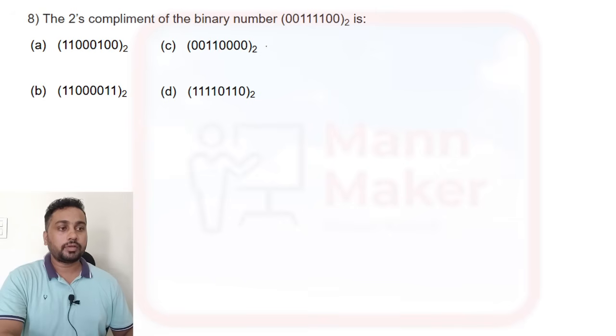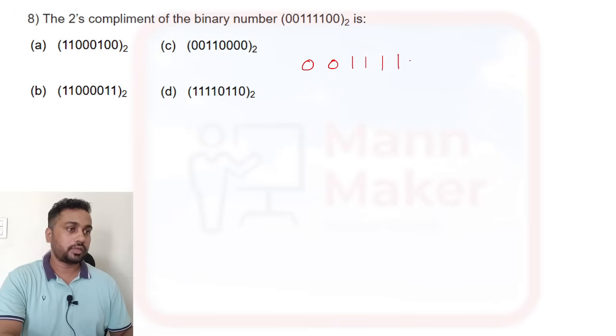The 2's complement of the binary number 0 0 1 1 1 1 0 0. This is binary, and we need to find the 2's complement. For 2's complement, first we need to convert it to 1's complement. For 1's complement, we just complement each bit of the number. Like this is 0, so it will be 1, giving 1 1 0 0 0 0 1 1.